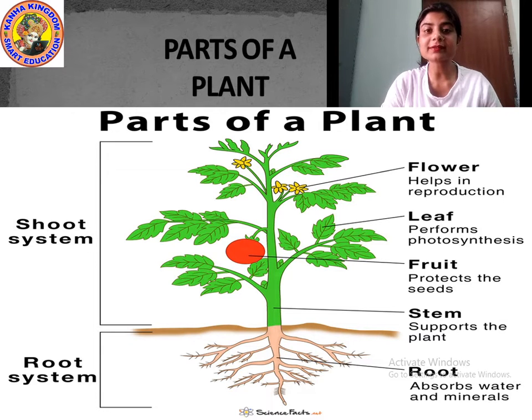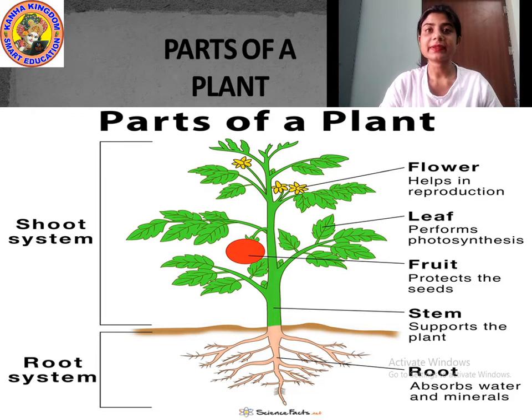What does stem do? What is the function of a stem in a plant body? Stem supports the plant. Stem supports the plant to stand tall. It supports the plant to grow, to stand. Sorry, what is the function of the fruit? Fruit protects the seed. Fruit protects the seed of a plant.